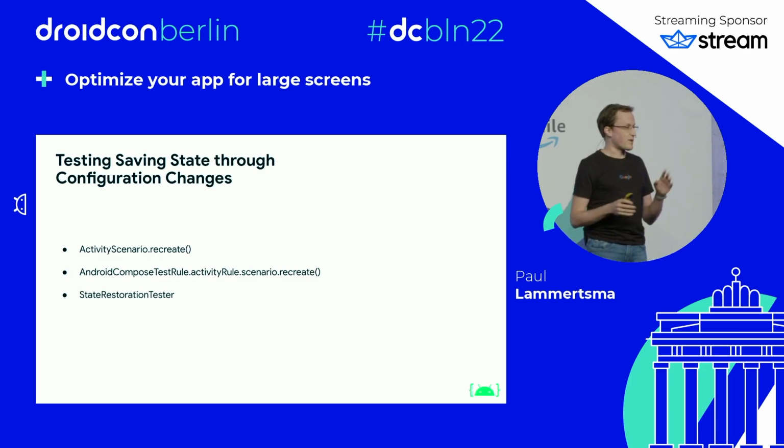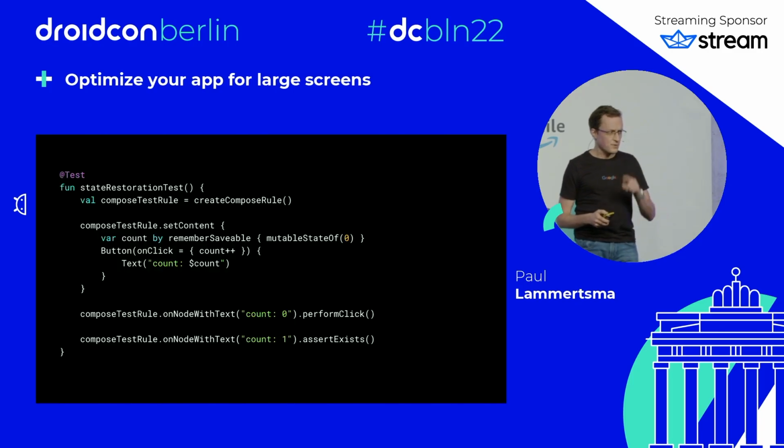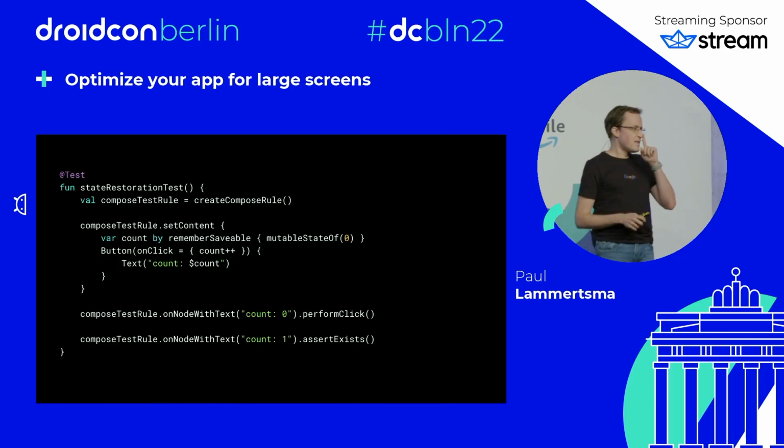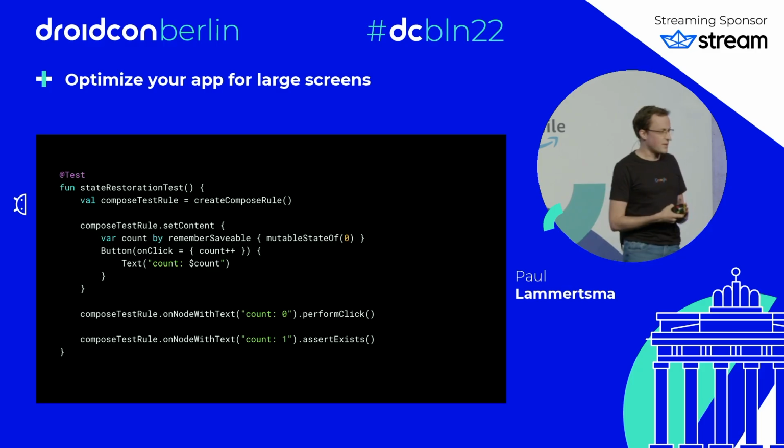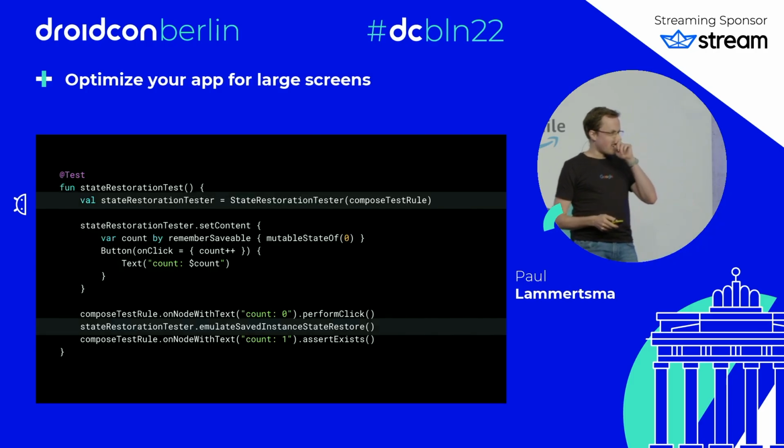And in Compose, and that's what I wanted to look into now, we have the state restoration tester. So just for some context, the state restoration tester actually wraps a Compose test rule. So what I've done here is I've thrown together a little test, just a very simple unit test here for simulating, what is this? I'm incrementing a counter, right? So I'm using a Compose test rule. So I can alter this test. I've gone ahead and I've replaced this Compose test rule with a state restoration tester.